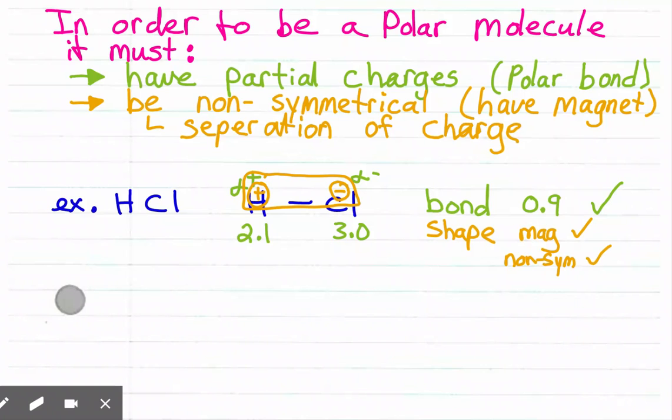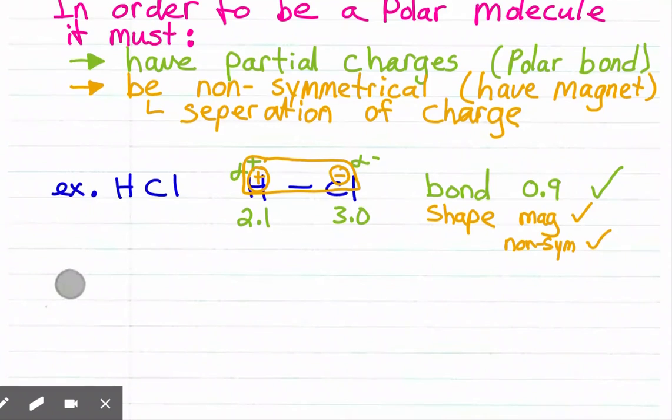When you are figuring out if a molecule meets the shape criteria, you have two options for your approach. Your first approach is that you can memorize which molecular shapes are non-symmetrical. The other option is that you can, on a case-by-case basis, look for a magnet. And I've shown you both of them right here.